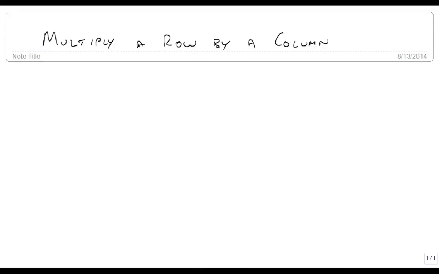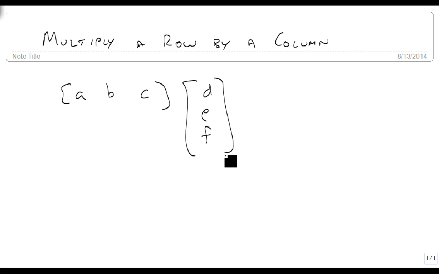We're going to continue talking about matrix multiplication, and specifically what we're going to talk about is how we multiply a row by a column. And the row always comes first, so in general we'll have a row with different columns, and then we'll have a column with different rows. And the way this is defined, this is a 1 by 3 row, with 3 columns, and a 3 by 1 column, with 3 rows. So the result is going to be a 1 by 1 matrix.